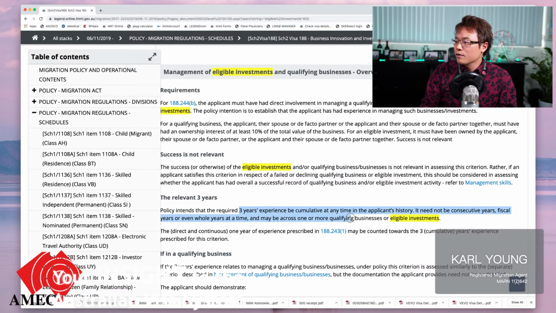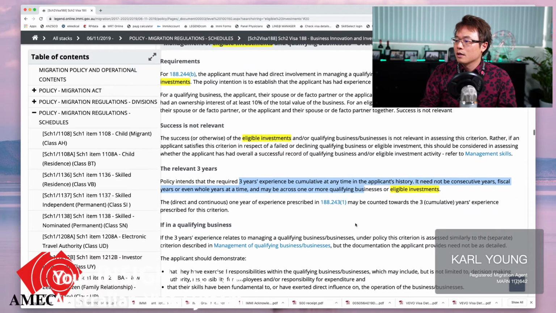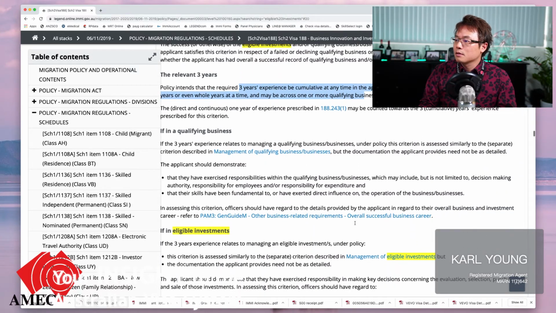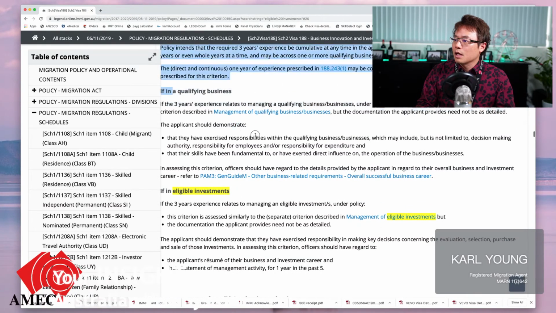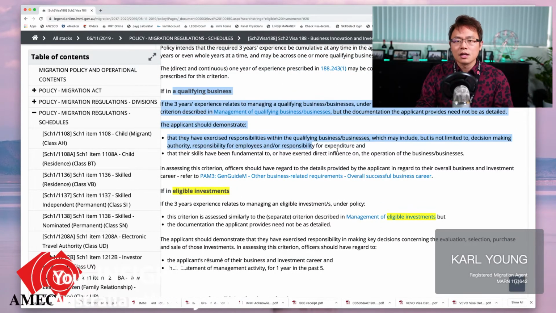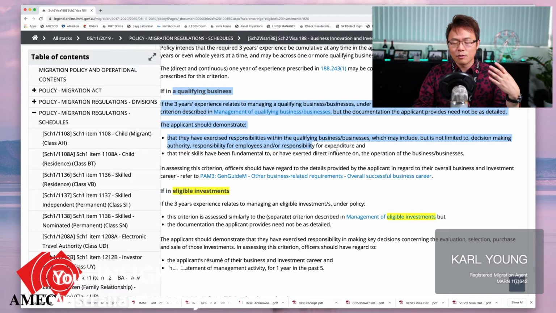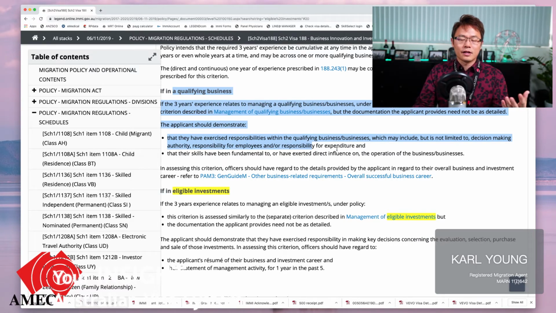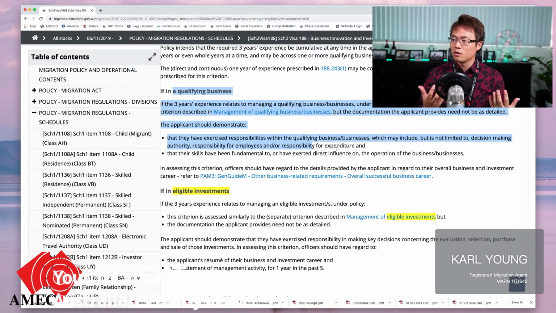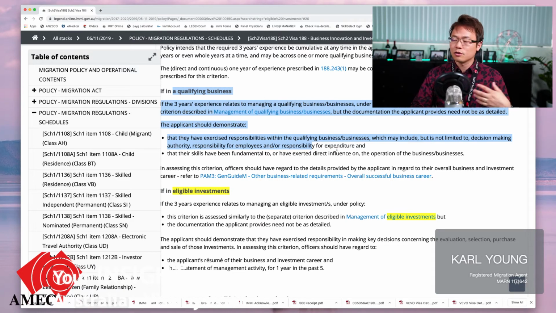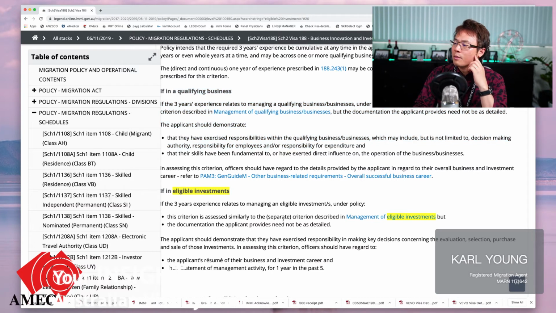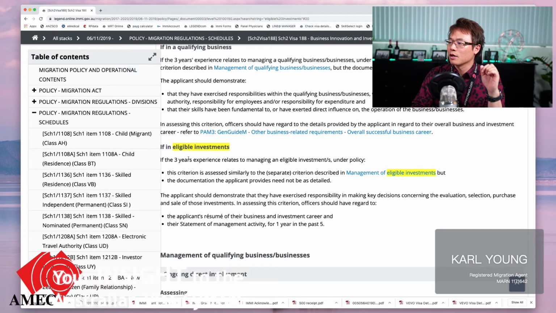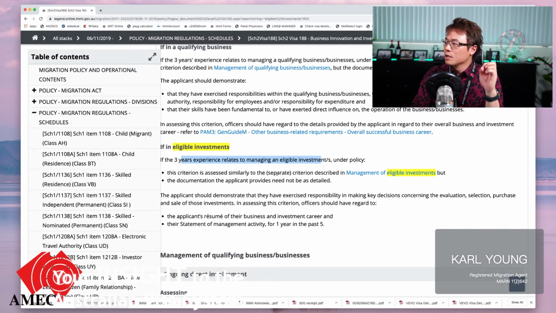3 years experience, we have gone through that previously, so we will discuss qualifying business. It is pretty easy to demonstrate as long as the company or business is owned by you. You have the direct shares and holding, and obviously you manage and are responsible for all the tax declarations. It's pretty easy to demonstrate, but the investment part is the harder one. So, 3 years experience in managing eligible investment.